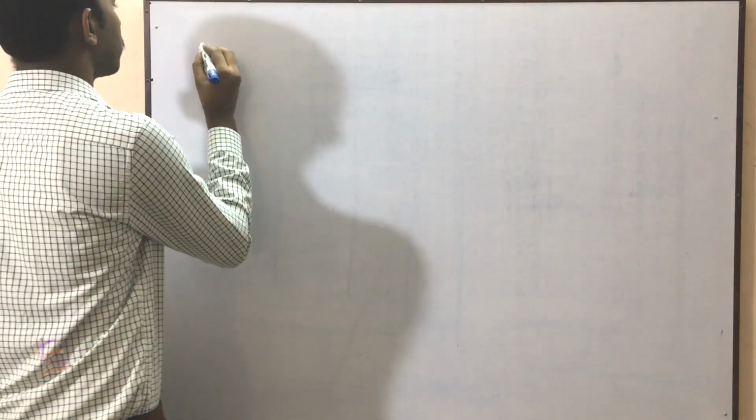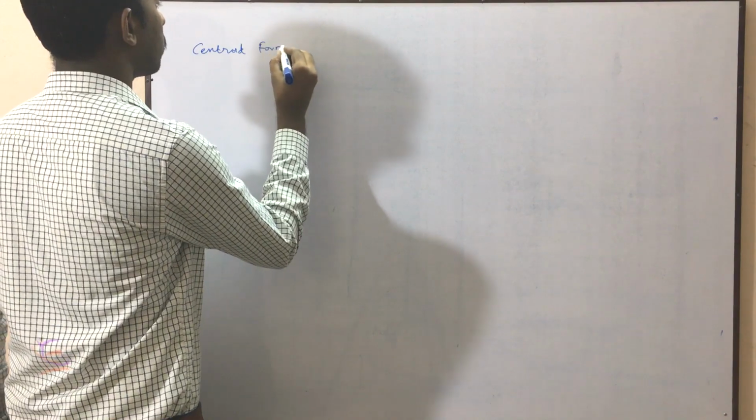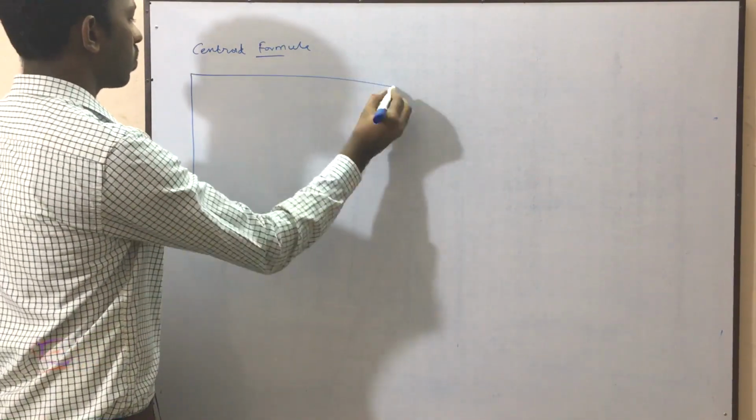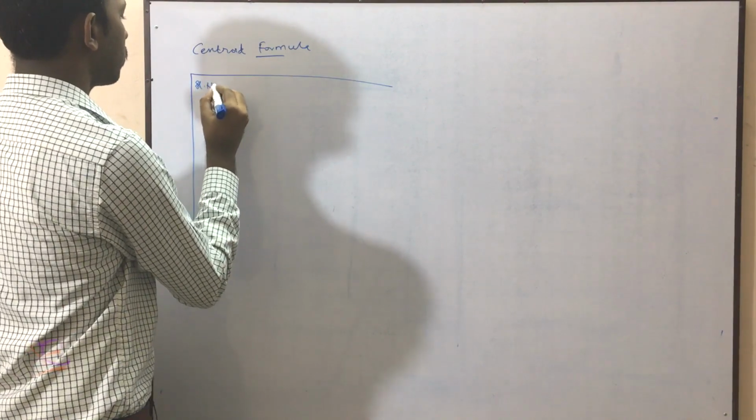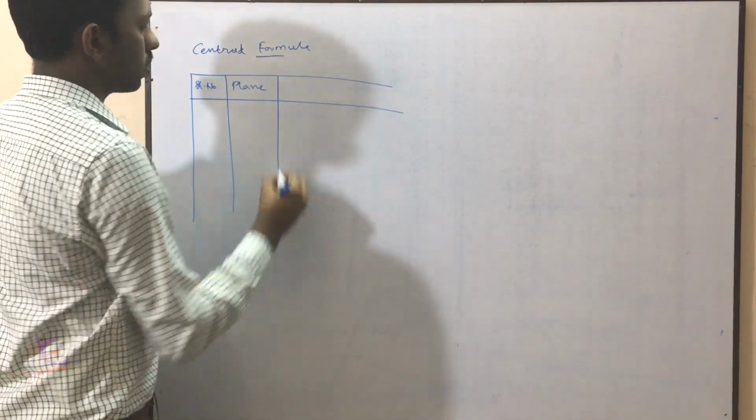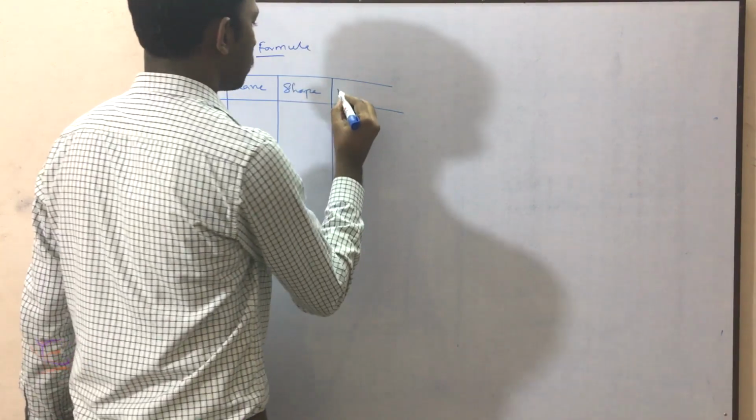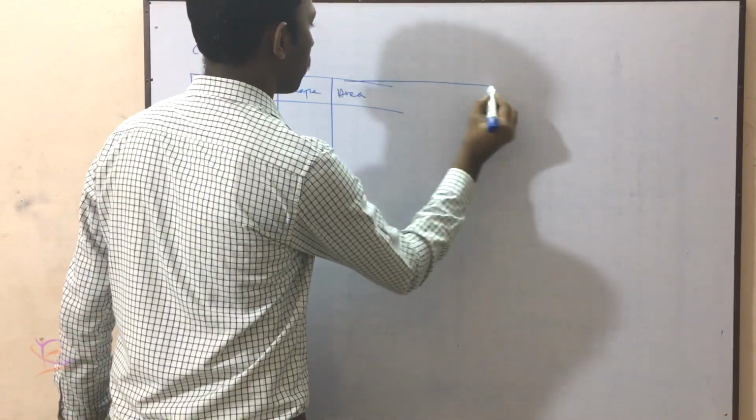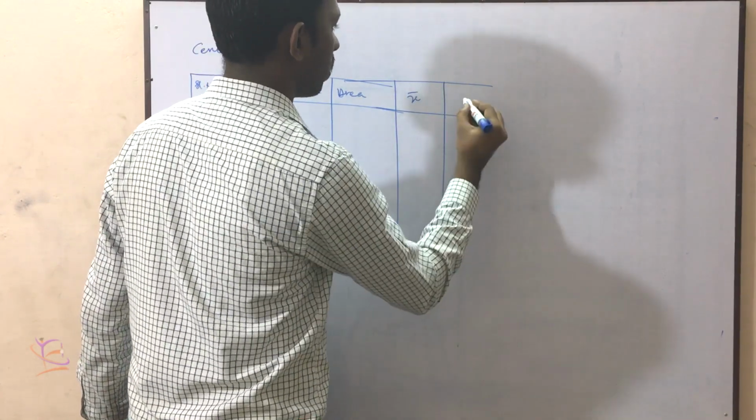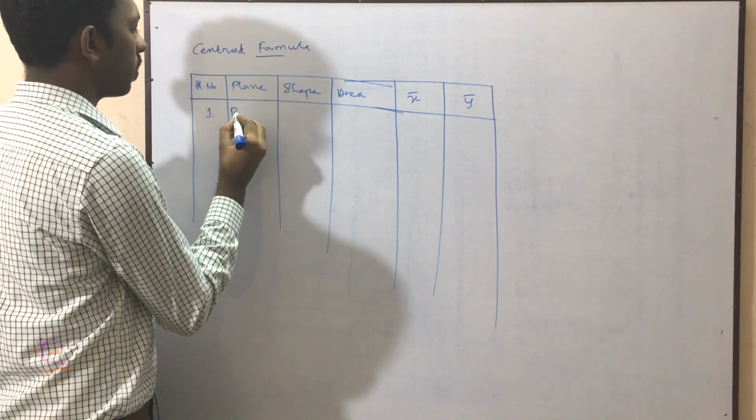We are going to see about the centroid formula. So we can make the table here. The first column is for the serial number, then the plane, the shape of the plane. Then this will be area, x bar, and finally y bar. Okay, first will be rectangle.